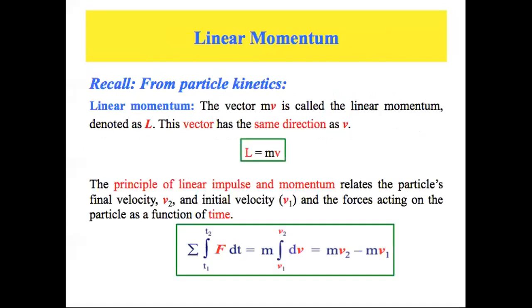From particle kinetics, we learned the linear momentum. The vector of mass times velocity is called the linear momentum and denoted as L. This vector has the same direction as the velocity. By using the linear momentum and the equation of motion, we find the principle of linear impulse and momentum. Here v2 is the final velocity of the particle at time t2, v1 is the initial velocity of the particle at time t1, and the force acts on the particle as a function of time.